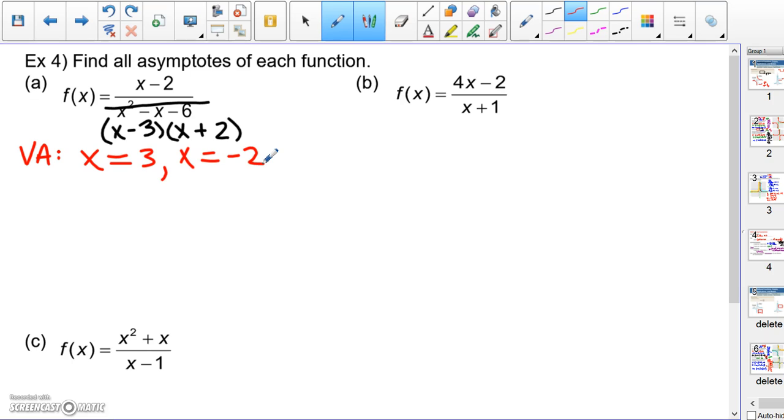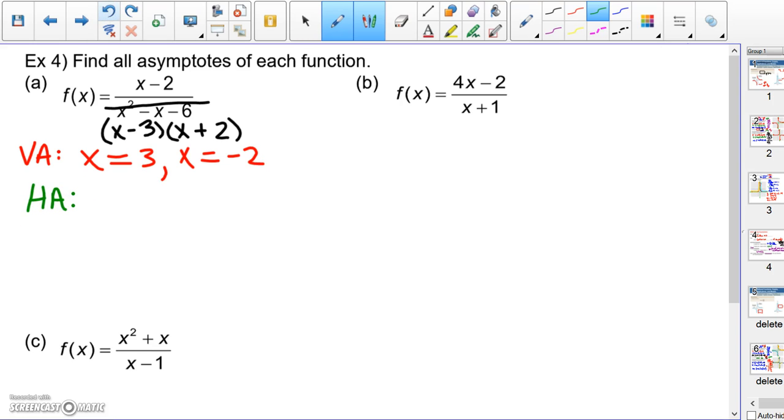Now you have to be careful. One reason you want to factor everything is because if this had said x plus 2 on the top, then we would have canceled those and it would have been a hole. If it makes 0 and cancels, it's a hole. That does not happen in this case. Those things do not cancel. So just wherever the bottom is 0, that's a vertical asymptote. Move on to horizontal asymptote.